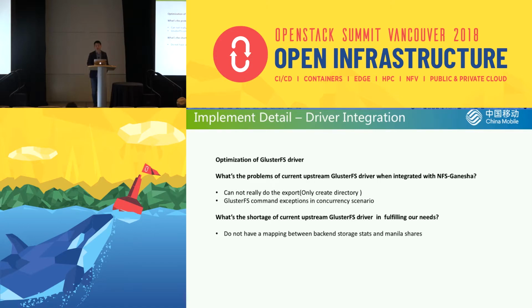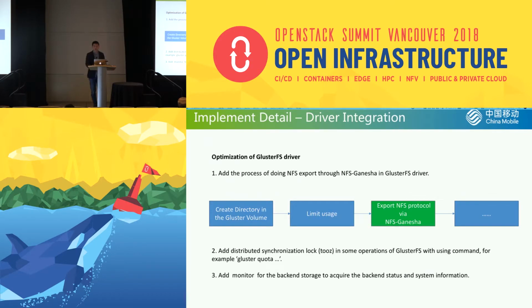In integrating with NFS-Ganesha, GlusterFS itself had some problems. First, what are the problems of the current upstream GlusterFS driver when integrated with NFS-Ganesha? First, it cannot really do the export, it only creates a directory. Second, it lacks inspection of GlusterFS commands in a concurrency scenario. What are the shortcomings of the current upstream GlusterFS driver in fulfilling our needs? It does not have a mapping between backend storage states and Manila shares.